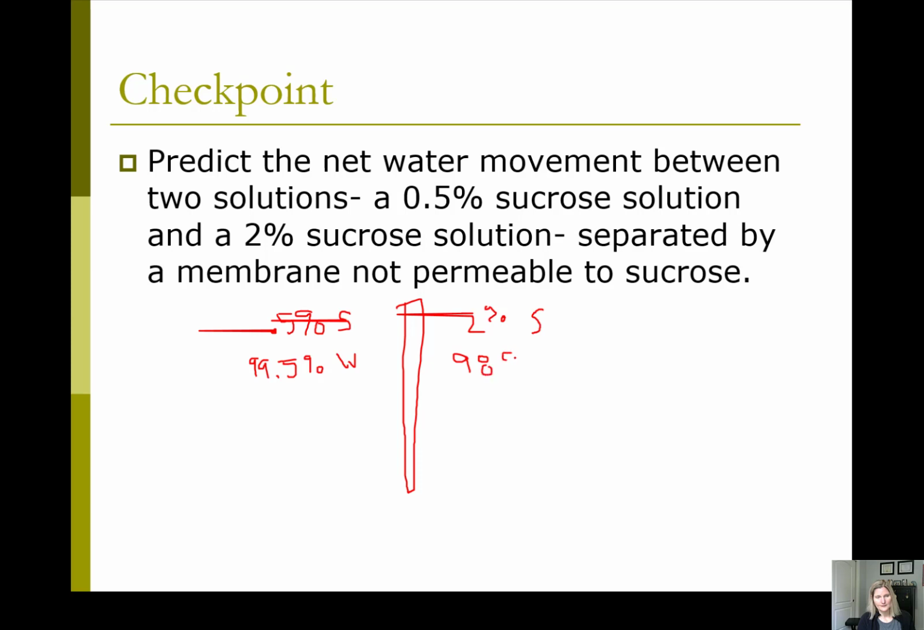There's nothing else in there. So now we can figure out the net movement of water, which direction it's going to go, because it always goes from high concentration to low. We have higher concentration, 99.5% on this side, versus lower concentration, 98% on that side. The sucrose is not moving, but the water, from the 0.5% sucrose solution, will move in the direction of the 2% sucrose solution. So it's going to move from this side to that side.